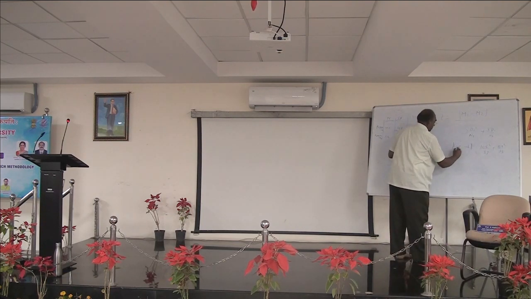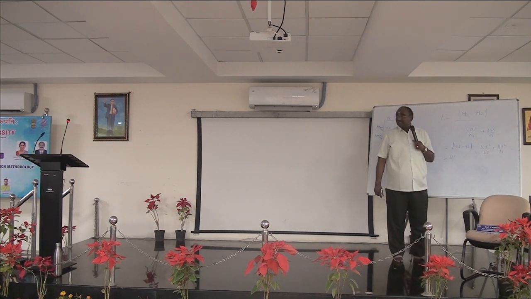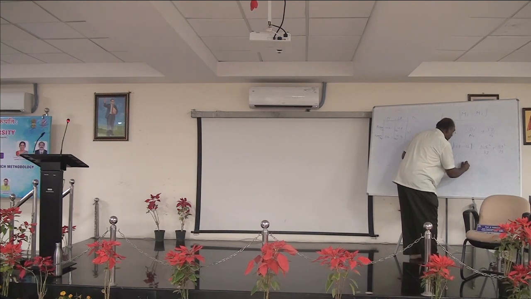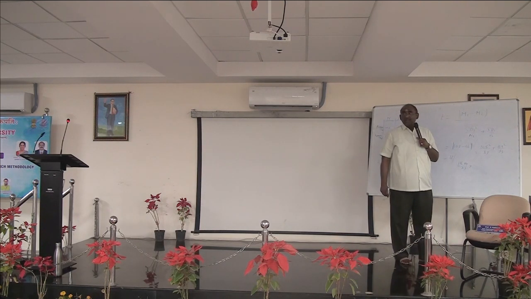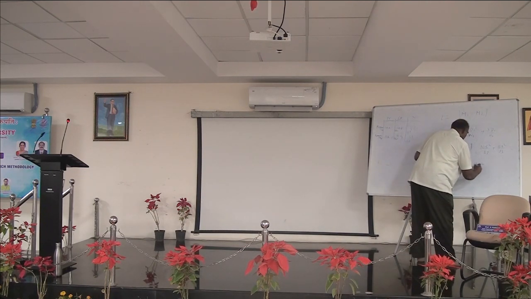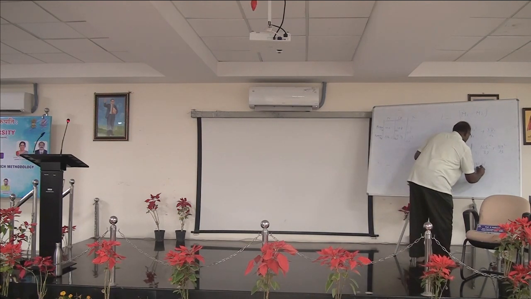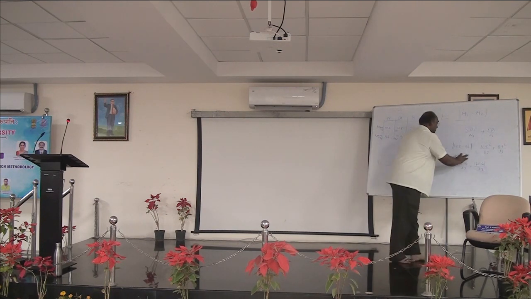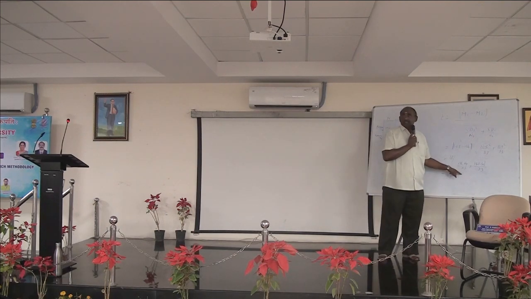So this is 13 divided by 10.8 square. Come on, somebody tell me, 10.8 into 10.8. 116.64 divided by 37 plus 11.9 square, 141.61. Okay. Divided by 33. Just for your understanding, I am writing all the steps. Then again 13 divided by, tell me, 116.64 divided by 37.